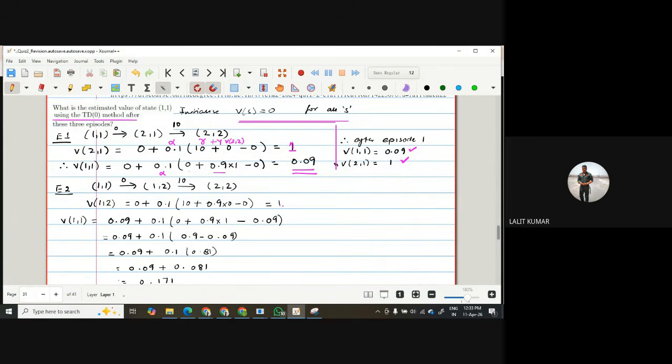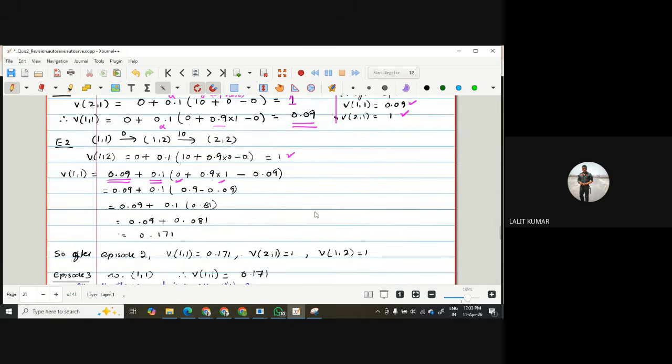So again, V12 we are going for the first time. We get V12 is equal to 1. Now V11 will become V11 plus alpha into reward to 1, 2, which is 0, into 0.9 into 1 minus 0.09. So if you calculate this, you get 0.171. So after episode 2, now we have got V11, 0.171, V21 and V12.